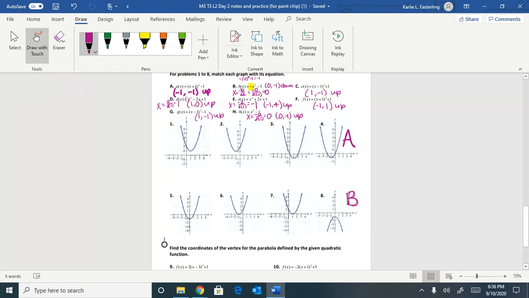So we got A and B, so let's look at C. We're looking at (1, -1) going up. The only vertex that we have with that (1, -1) going up is number 1, so that is going to be C. For D, we're looking at (1, 0), and the only one that we have at (1, 0) is number 7 down here, and that's D. E is at (-1, 4) is what I have, and that's E, which we do not have a (-1, 4).